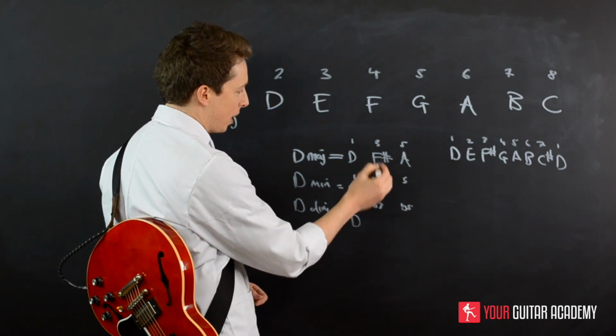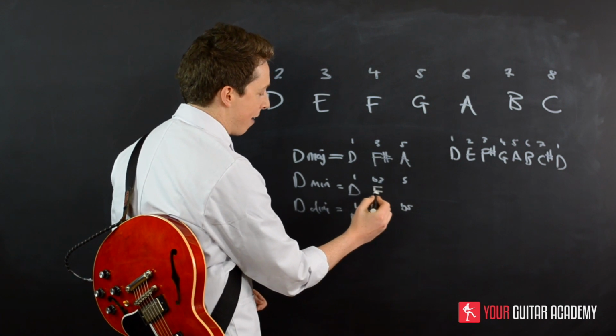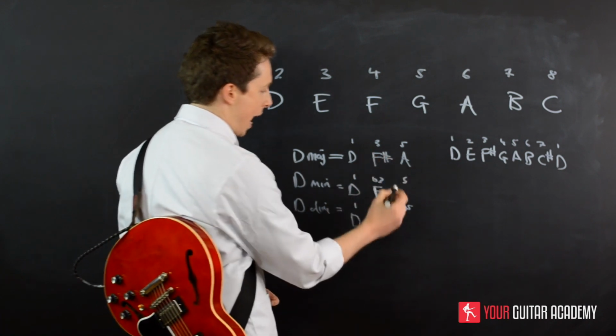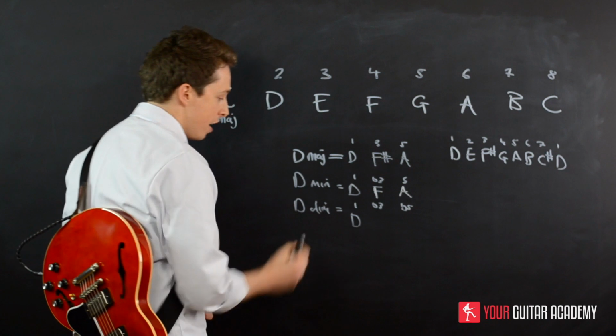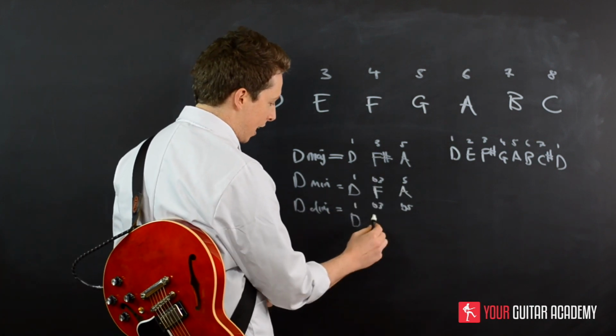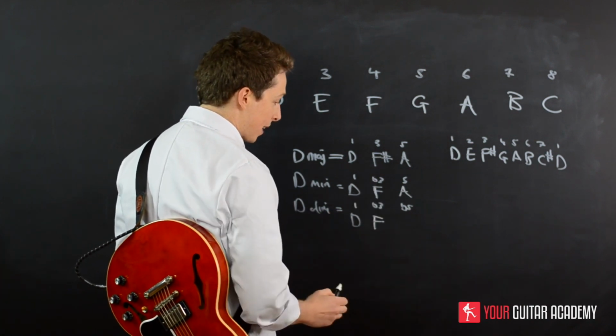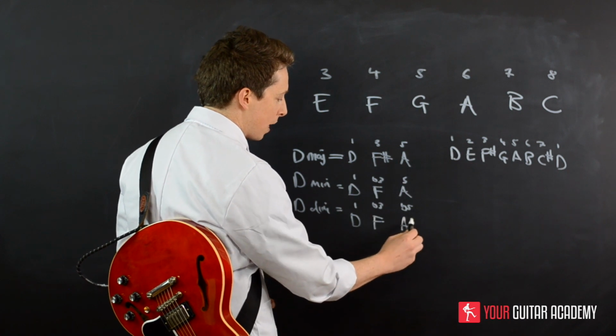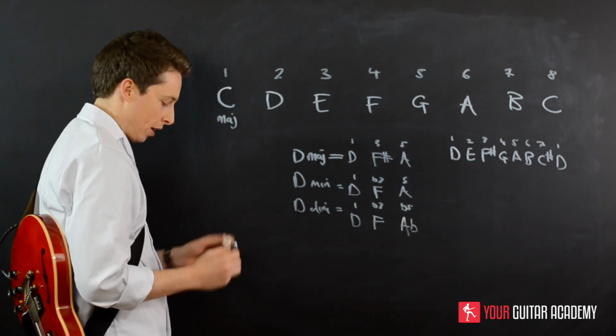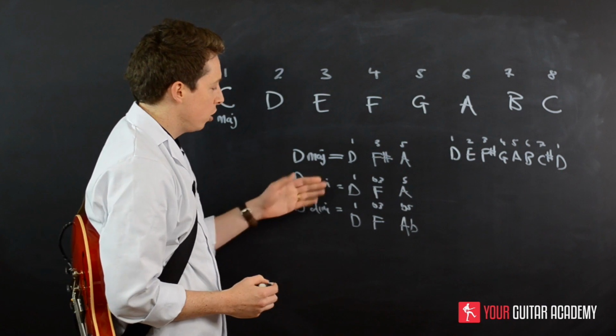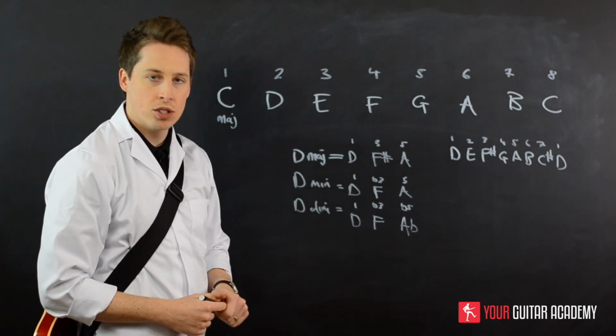Cool. A D minor chord, we need a flat third. So instead of F sharp, we're going to flatten that to become F, and the A is the fifth again. For a D diminished, we've got a flattened third again, so the F, and for the flattened 5, we're going to flatten the A to become A flat. So let's look at what we've got and compare it to our scale.